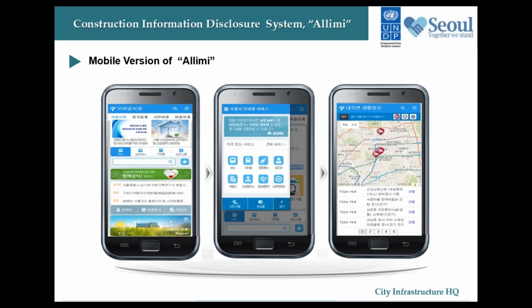Instead of having a separate smartphone application, Allimi is currently available in a subsection of the Seoul government's main mobile application, which is called Mobile Seoul. However, since Mobile Seoul is an application for Seoul's entire public administration, the Seoul Metropolitan Infrastructure Headquarters is now considering the development of an independent smartphone application dedicated specifically for Allimi in order to provide the construction information in a faster and more efficient way.